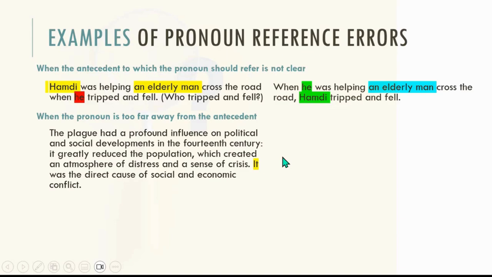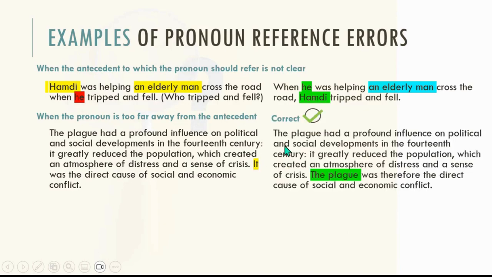Sometimes the pronoun is too far away from the antecedent and it can get confusing. Here we've got the plague, even later an "it," and then a second "it." So it's getting a little bit too far away. A correction would be, like I was saying before, to repeat the noun. That's okay to do. I would say clarity is more important. Now you wouldn't want it to just say the plague, the plague, the plague, the plague. Use a little "it" in there once in a while, but make sure that it's clear.